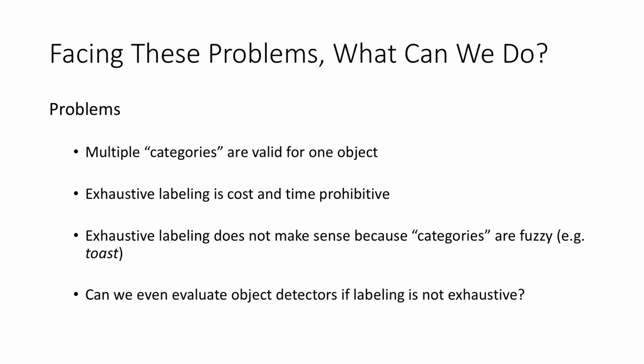So we face many problems. How can we build a dataset that allows for multiple categories per object when facing the fact that exhaustive labeling is prohibitive with respect to both time and money? And additionally, exhaustive labeling does not necessarily make sense because many object categories are actually fuzzy. For example, the case of toast on the previous slide. But if we do not have exhaustive labels, is it even possible then to evaluate average precision of an object detector? And if we can't do that, then what's the purpose of the dataset?